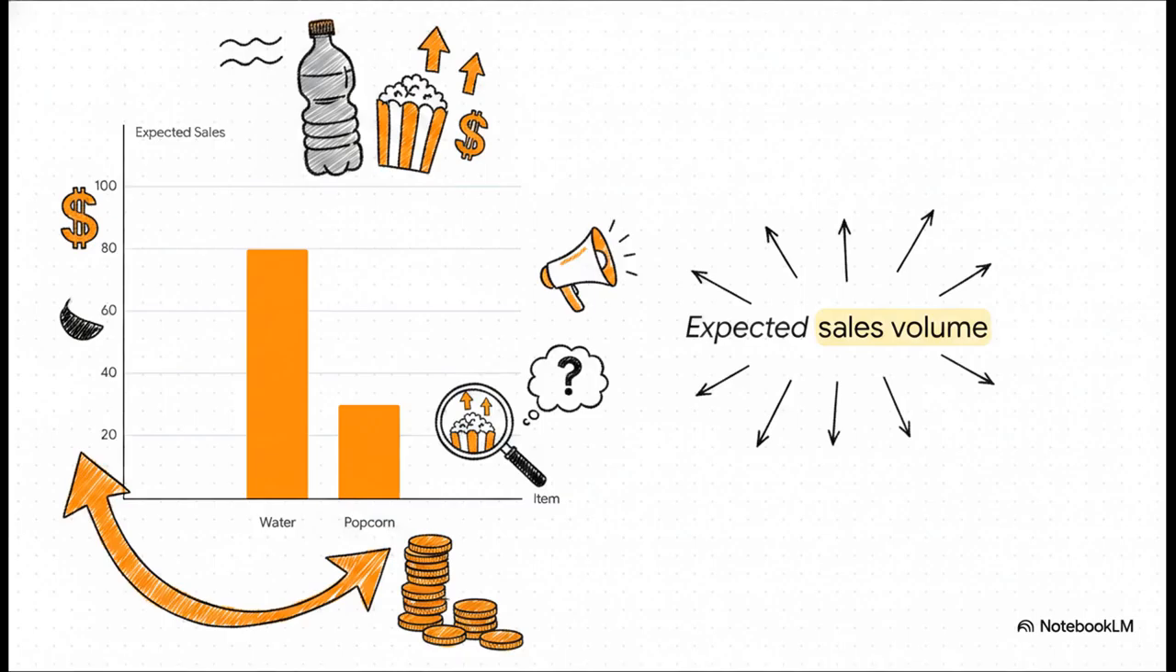They plan to sell the water they bought for $1, which gives them a 65-cent profit margin per bottle. They plan to sell the popcorn for $1.50, giving them a $1 profit margin per bag. Naturally, you'd want to push the popcorn, right? It makes way more money per sale. But wait, look at the expected volume chart. They're expected to sell 80 waters, but only 30 bags of popcorn.